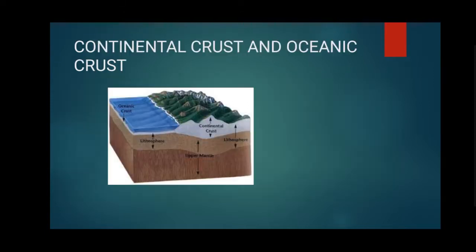Okay, children. Next, look at this picture. Here, the crust present below the continent is called continental crust. This place. And the crust present below the ocean is called oceanic crust. Look at this place. This picture shows you the difference between continental crust and oceanic crust. So where is the continental crust? That is here, below the continental place. And where is the oceanic crust? It is here, below the ocean.